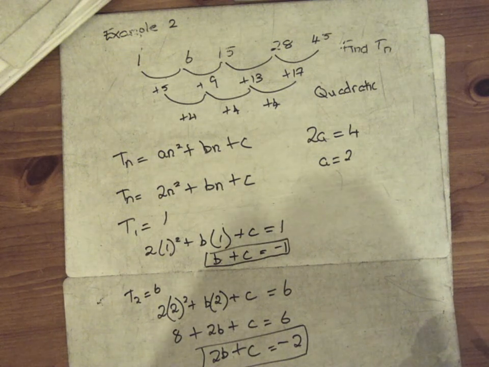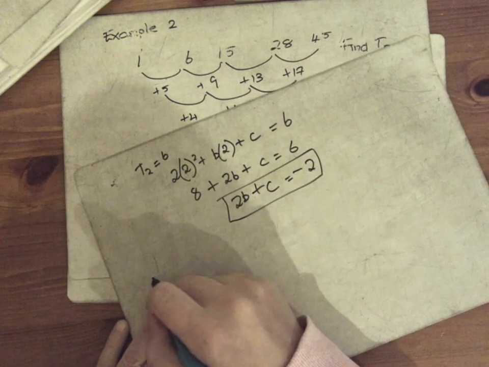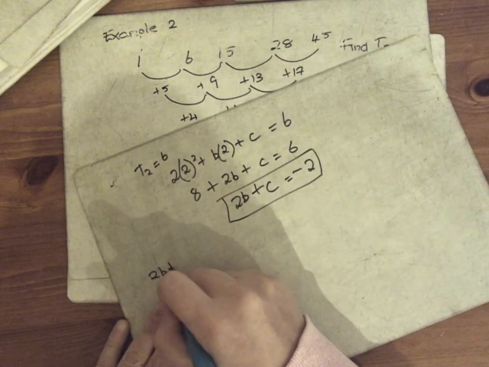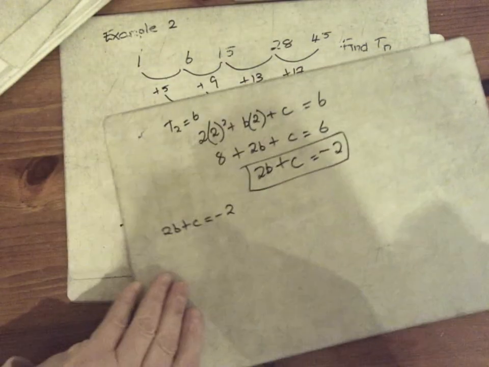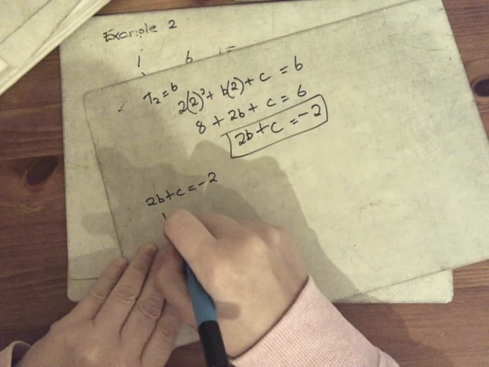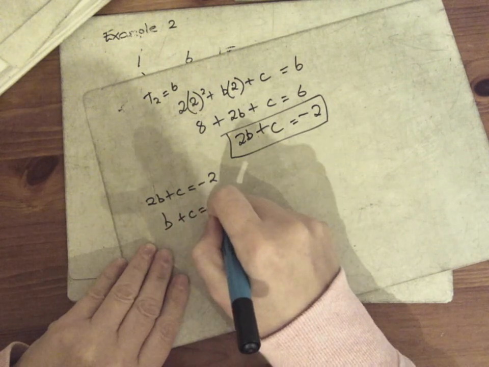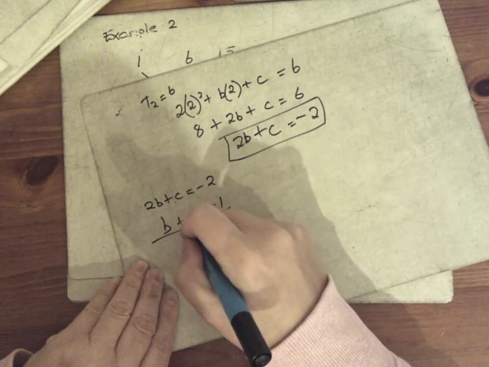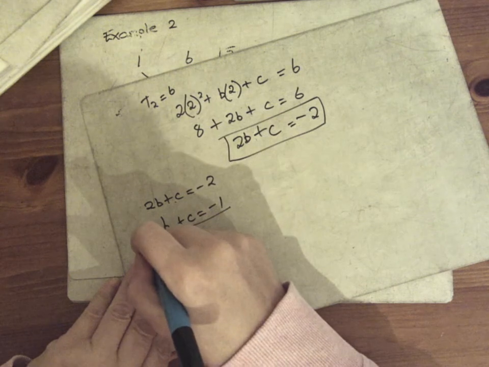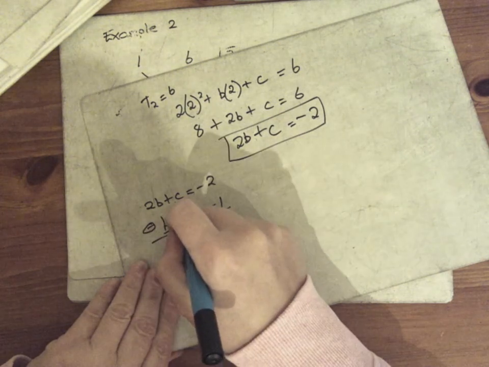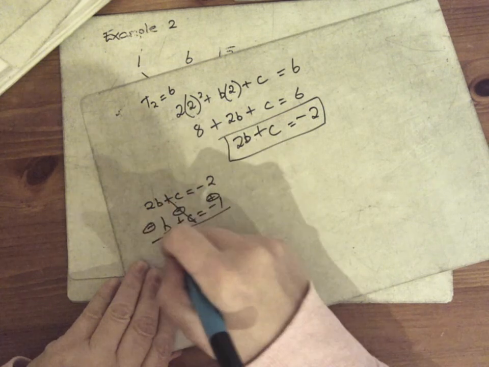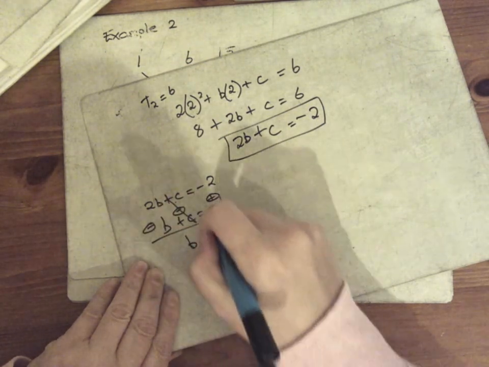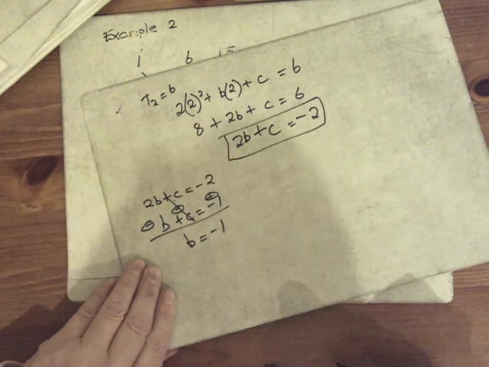So then I take both my equations. I have 2b plus c equals minus 2 as one equation. The other equation was b plus c equals minus 1. So, simultaneous equations. Again, I'm going to make the c's cancel. They both have the same number in front of them, but it's the wrong sign, so I change the sign of one of the lines. The c's cancel. 2b minus b is b. Minus 2 plus 1 is minus 1. So b is minus 1.